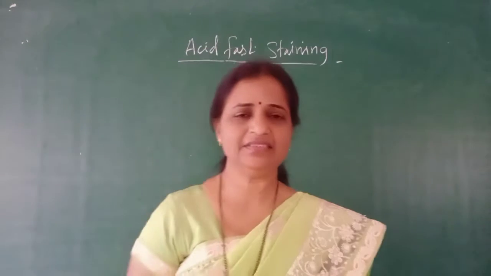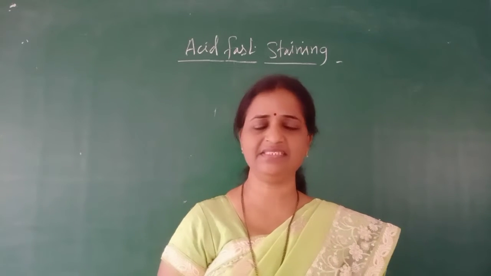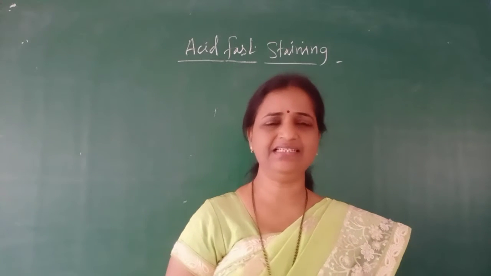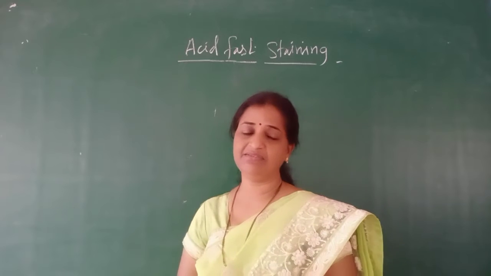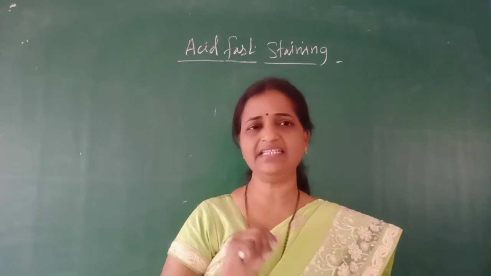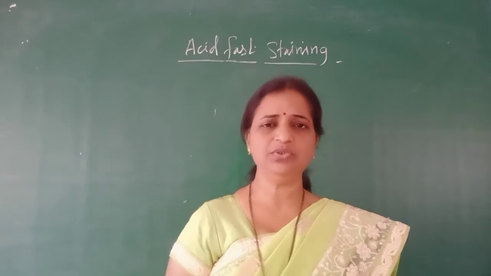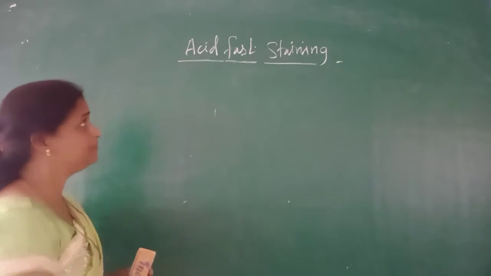Hello friends. So in the last lecture we have seen the first example of differential staining, that is gram staining. Now let us go for the second example of differential staining, and it is acid fast staining. What is acid fast staining? Why is it classified as a differential staining, and where is the use of this staining procedure?